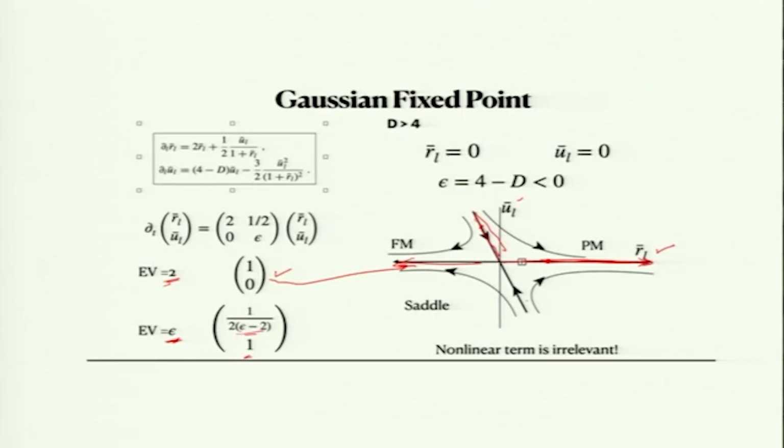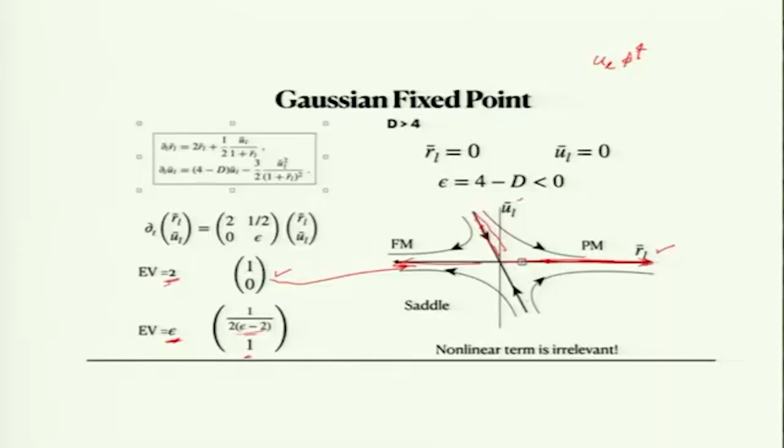So, what does it tell you? That UL, whatever I start with, is going to go to 0. That means the nonlinear term is getting more and more unimportant. UL, remember, was the coefficient of the nonlinear term, right, UL phi 4. So the nonlinear term you can ignore if you are near this fixed point.